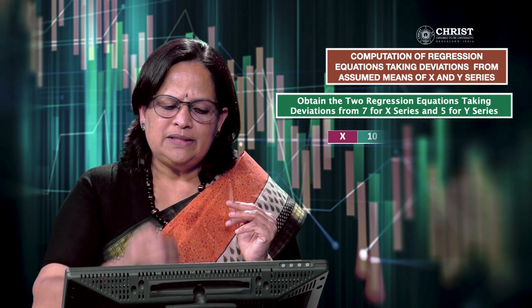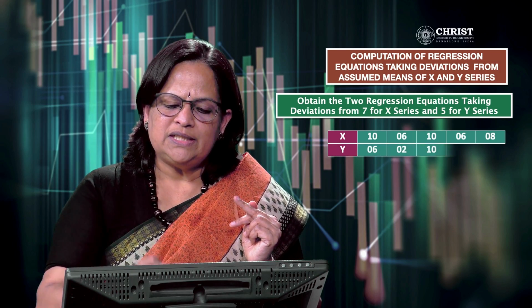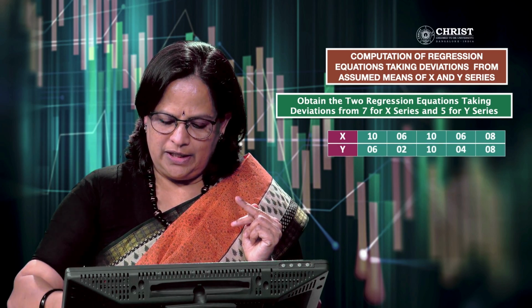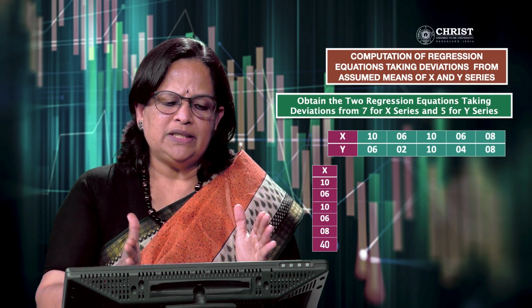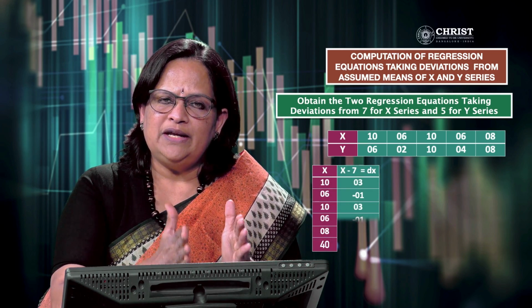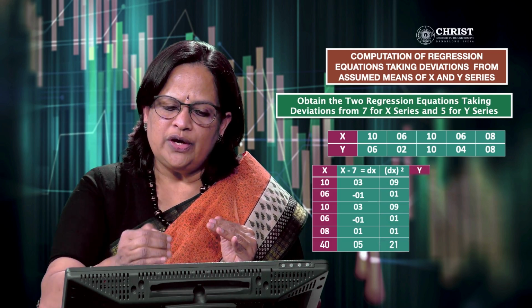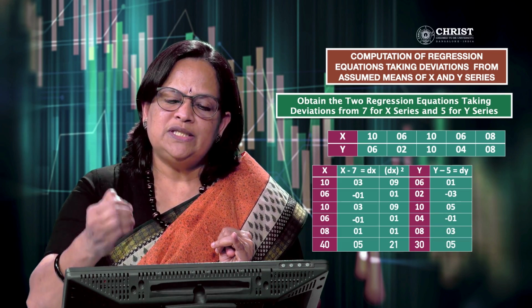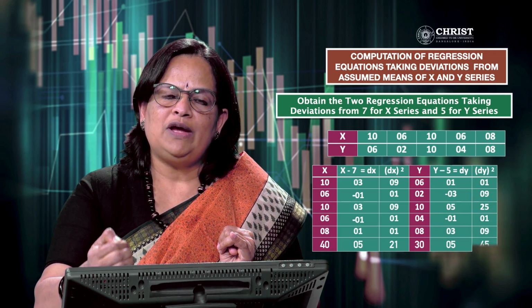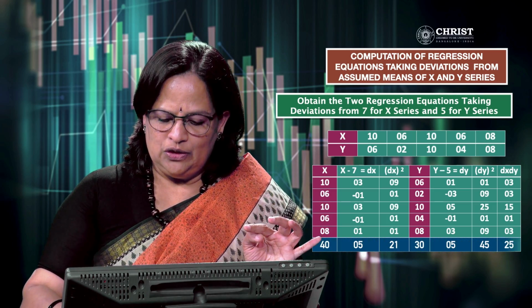Values of x are 10, 6, 10, 6 and 8. Values of y are 6, 2, 10, 4 and 8. Now the solution, you can see that the computation is explained. Values of x and taking deviations from 7, that is denoted as dx. Dx square values are there. Values of y are there. Y minus 5 is dy and dy square values are there, and dx dy. Now we have to take the total of all these values.